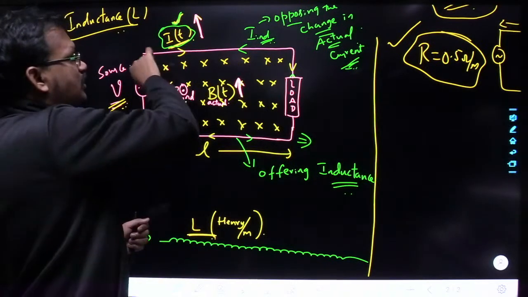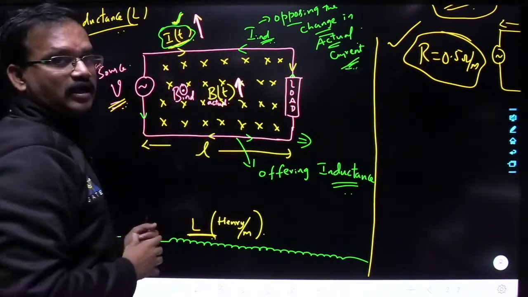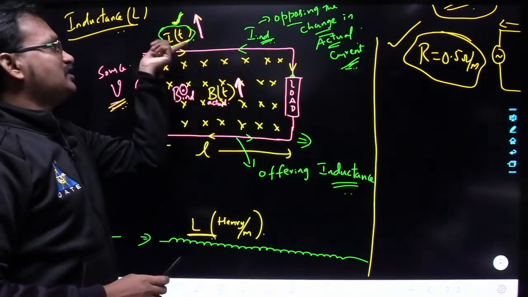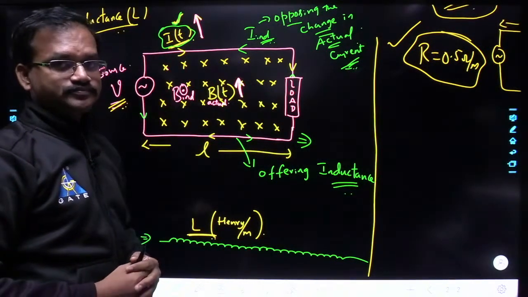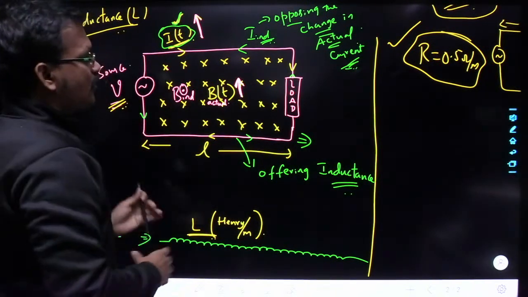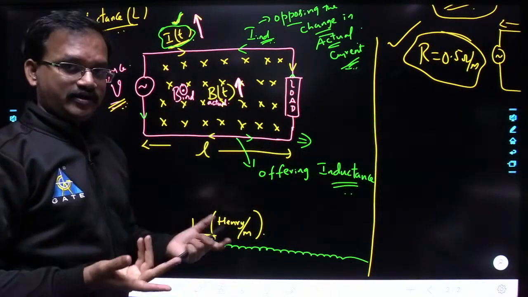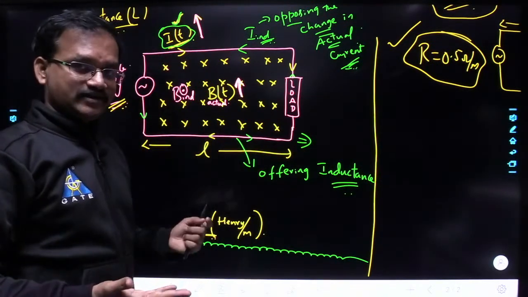Okay, so the actual current is trying to flow in clockwise, and this induced current is trying to flow in anti-clockwise. That means this induced current is opposing the change in the actual current. Understood? The opposition to the change in current is the property of an inductor. So that means this total loop is offering some inductance. Understood?